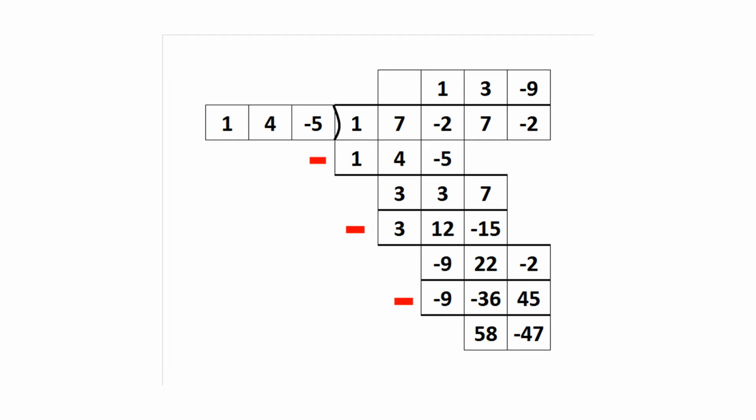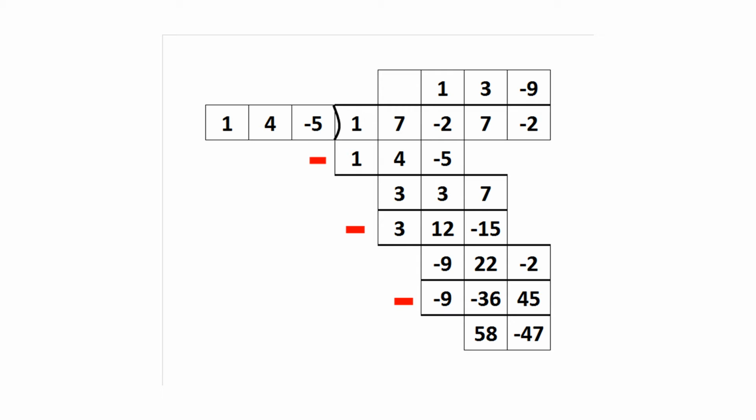And we ask ourselves the question, what times 1 gives us negative 9? Negative 9. So that's the last digit in the quotient. And negative 9 times 1, 4, negative 5 is going to give us negative 9, negative 36, and a plus 45. We will subtract. We will apply the negative and add. So the negative 9 is a positive 9, and negative 9, that's 0. That's what we wanted. The negative of negative 36 is 36, and 22 is 58. And then we have negative 2 and a negative 45, that's negative 47.